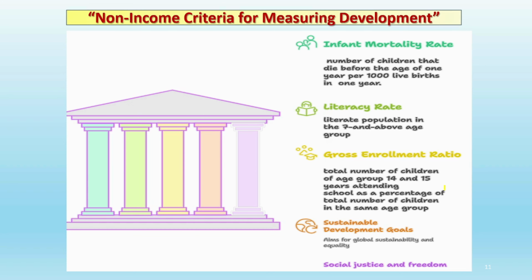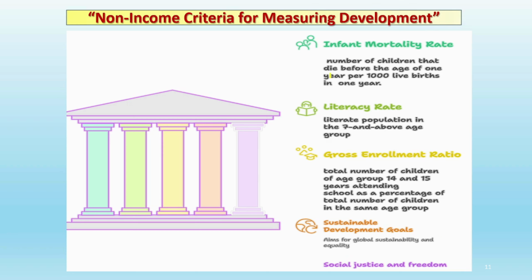So development does not merely depend on income. Development also depends on non-income criteria. We have some non-income criteria to be followed for the estimation of development. They are infant mortality rate, literacy rate, gross enrollment ratio, sustainable development goals, social justice and freedom.